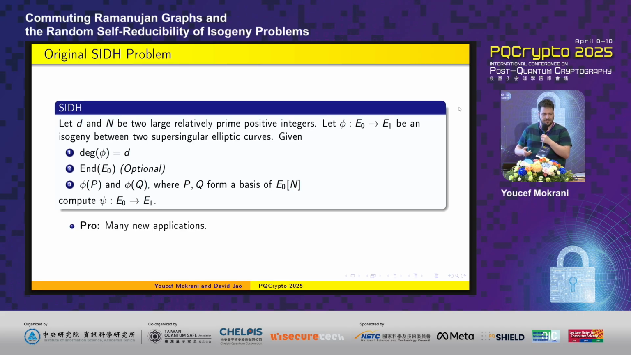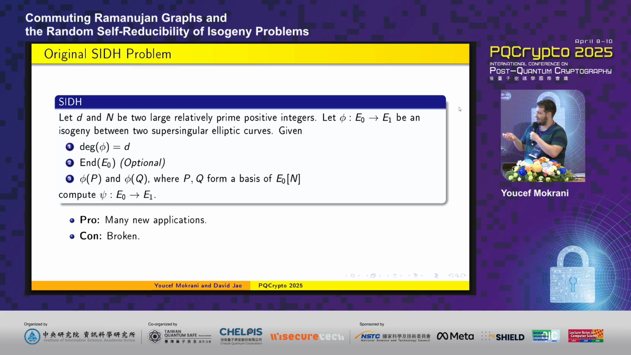And then SIDH, the reason we care about it is that it has many applications, notably the SIKE key encapsulation mechanism. And also, for example, you can do zero knowledge proofs with it. However, as most of you should know, it has been broken in 2022. So we cannot really use SIDH anymore.